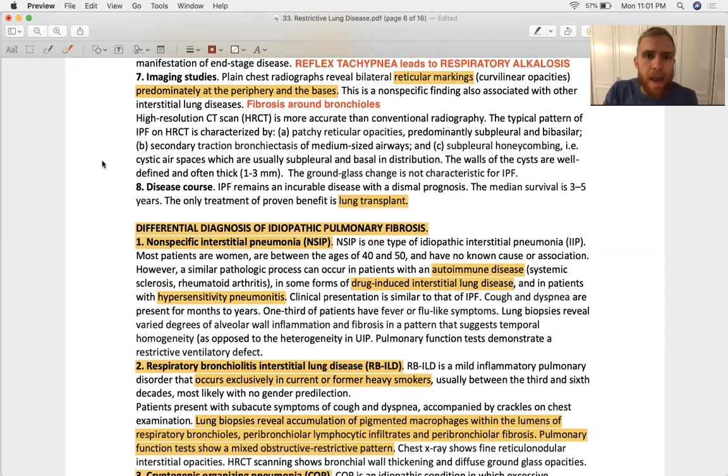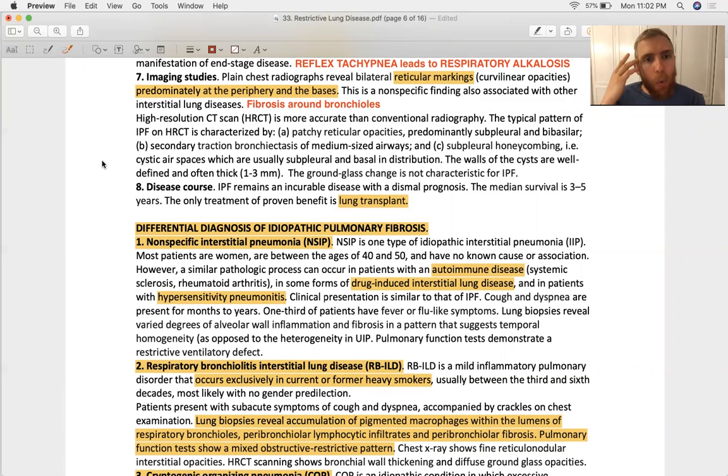Let's talk about imaging. And you see reticular markings in this idiopathic pulmonary fibrosis. And what that means is you see straight lines, okay? And so that means you see fibrosis around the conducting tubules and not really around the alveoli themselves. And you're going to see, well, let's look at what it says. You see reticular markings predominantly at the periphery and the bases. So what does that mean?